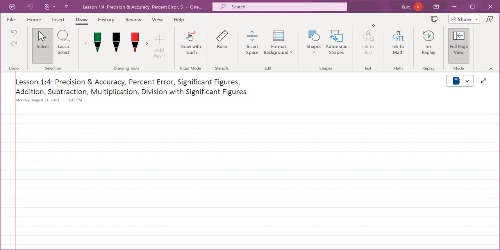Just gonna give everybody a moment to write this down. Here we go. First one. Precision and accuracy.